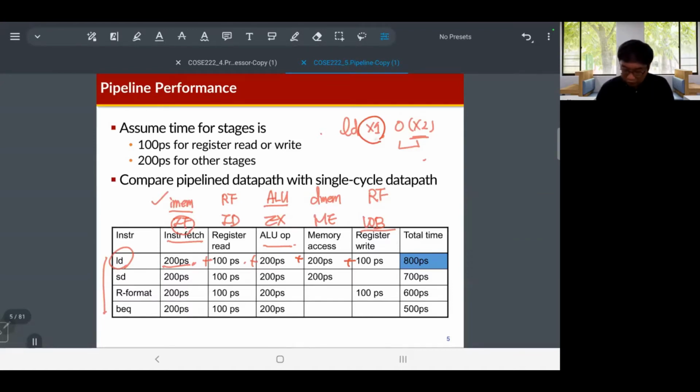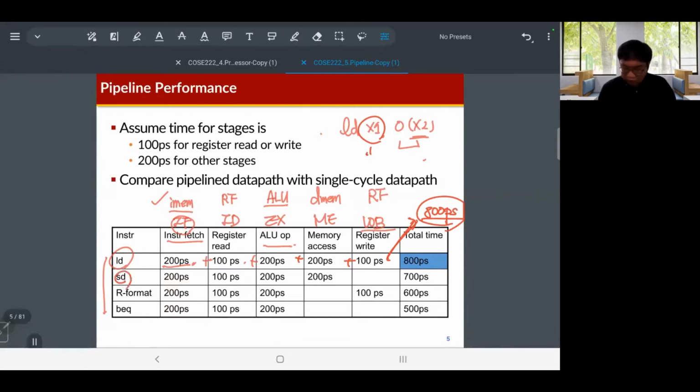So the load instruction needs to access the register file. So for this load instruction, we need to add these delays. So we require 800 picosecond for executing the load instruction. So this is the longest delay actually.